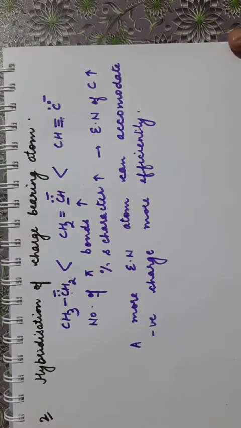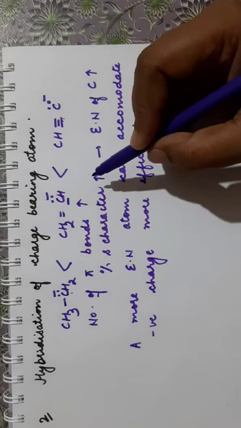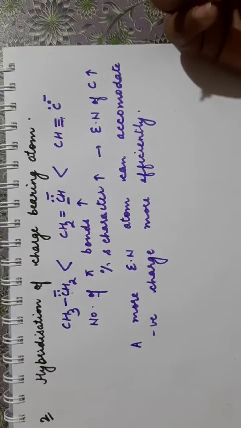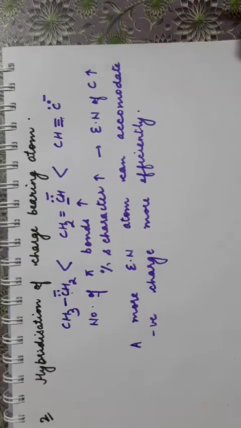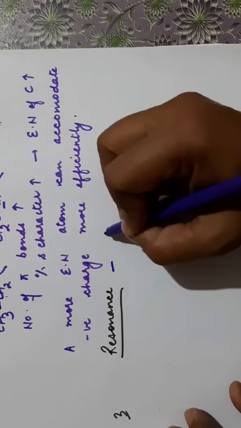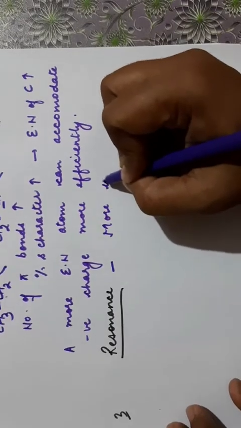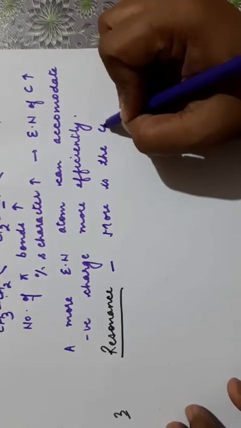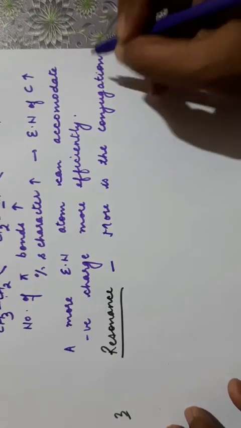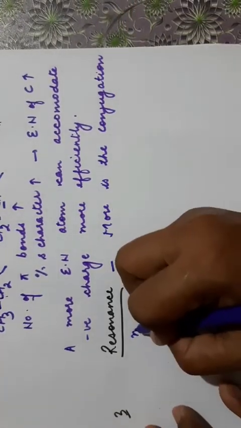Clear? So this is hybridization of the charge bearing atom. As the percentage S character increases, electronegativity increases. As the electronegativity increases, the stability of carbanion also increases. Now third factor is resonance. The more the conjugation, meaning the more the dispersal of negative charge by resonance, the more will be the stability.